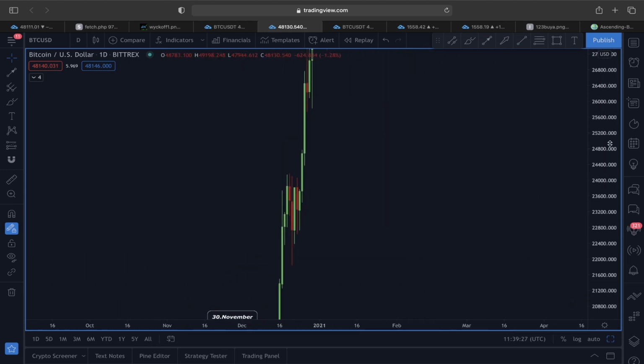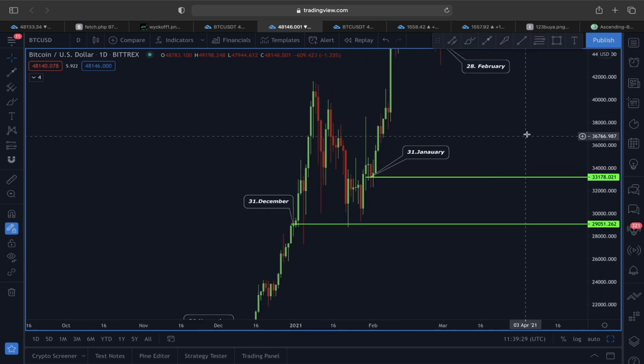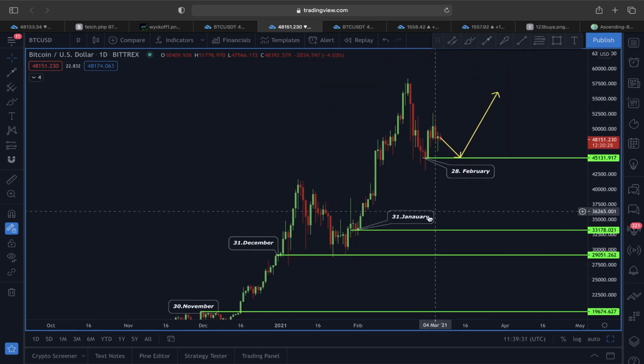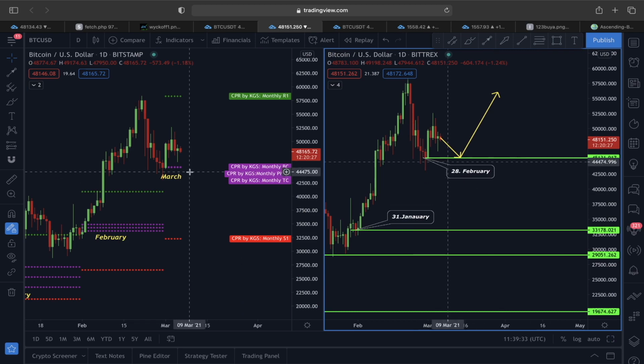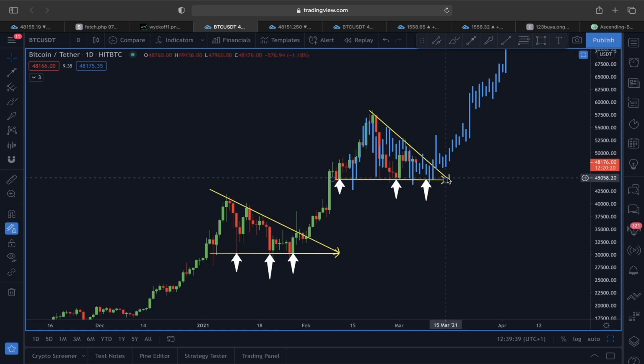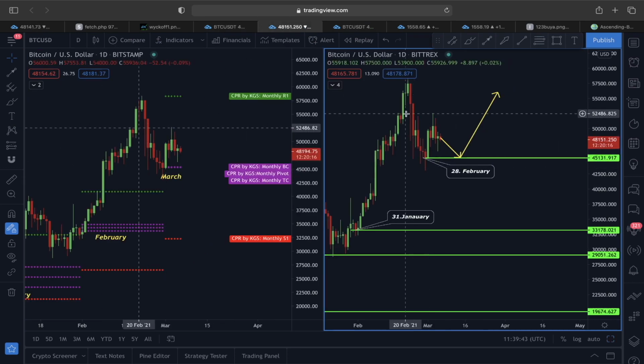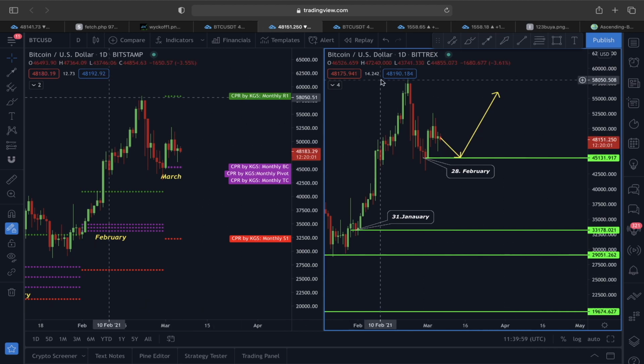So now we know that 45,000 is a very important line of support, and it is also one of the strongest supports Bitcoin could get, because with the monthly candle close level and also with the CPR, along with this descending triangle's lower line, we have a very strong support around that price level. So now let's look at this price structure of Bitcoin in a 4-hour time frame.